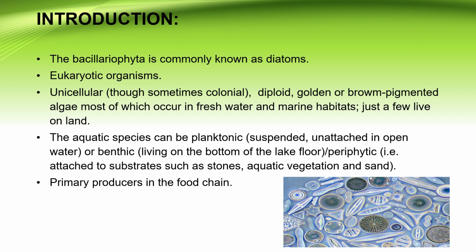And these are also found as aquatic species in the form of planktonic, that is suspended freely on the water, or benthic, that is they are attached to the bottom of the lake or the substrate such as stones, aquatic vegetation and sand in the water. And also, as we all know, these are primary producers in the food chain. And getting on to their general characteristics, here are a few.